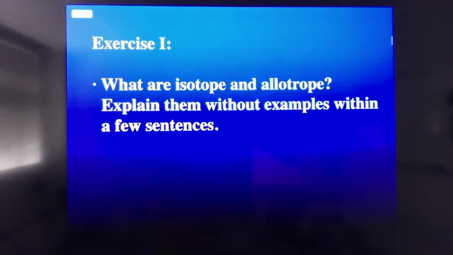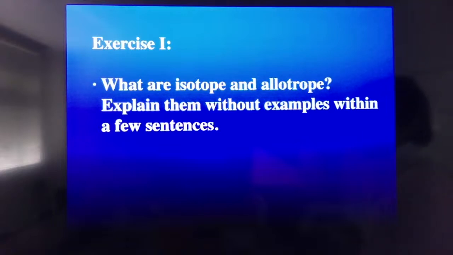This is exercise one today. What are isotope and allotrope? Explain them without examples within a few sentences. This is today's exercise. We have two exercises today.